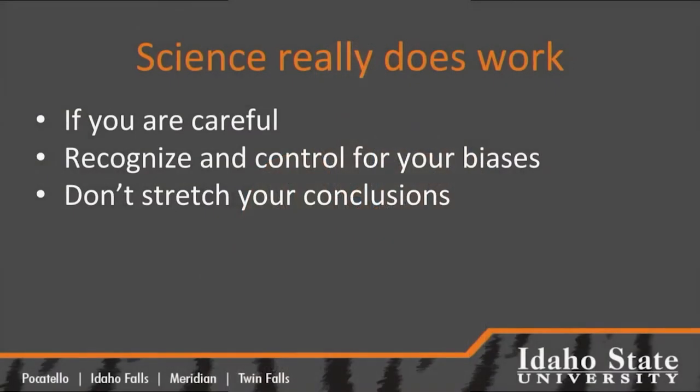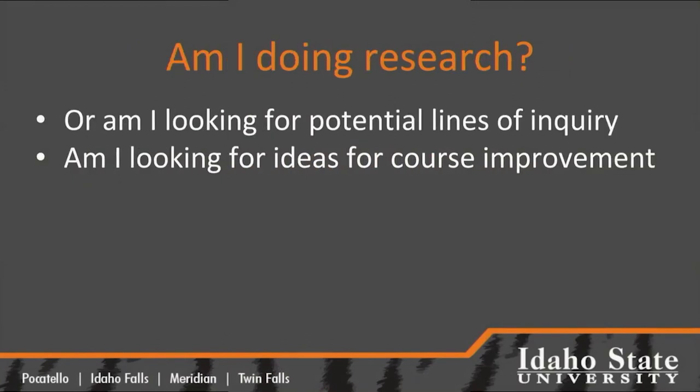So be very ethical examining data. Science really does work if you're careful, recognize and control for your biases, and don't stretch your conclusions. And then this is the last one. Am I doing research, or am I just looking for potential lines of inquiry, or am I looking for ideas for course improvement? Think about what you're doing. Research really needs to be done through your IRB and done ethically. And now I'm open for questions.